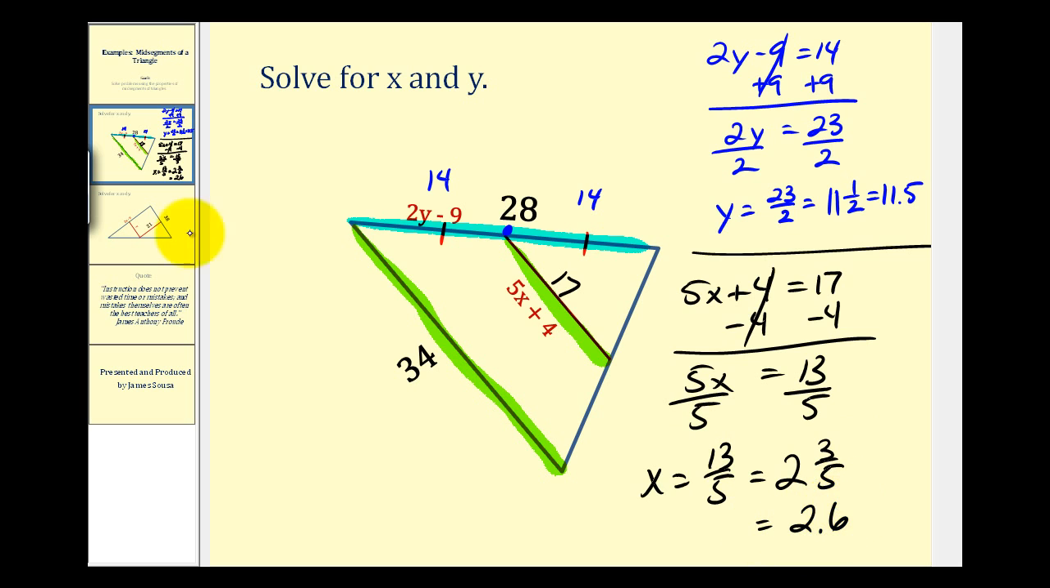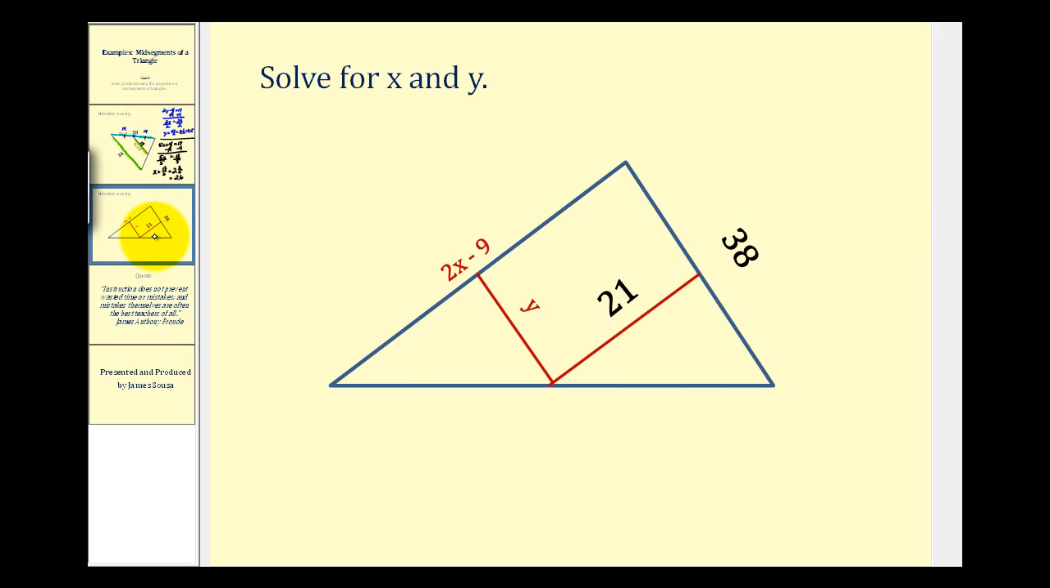Let's go and take a look at one more example. Notice on this triangle, we're given that we have two midsegments. So this midsegment is parallel to this side of the triangle, and this midsegment is parallel to this side of the triangle. Let's take a look at this midsegment and this side first. Again, remember the length of this midsegment is half the length of this side. So if this is 38 units, half of 38 would be 19. So y must equal 19 units.